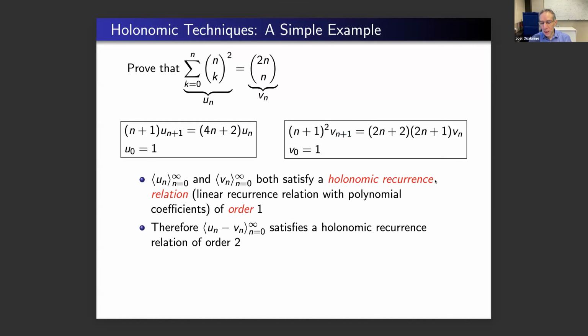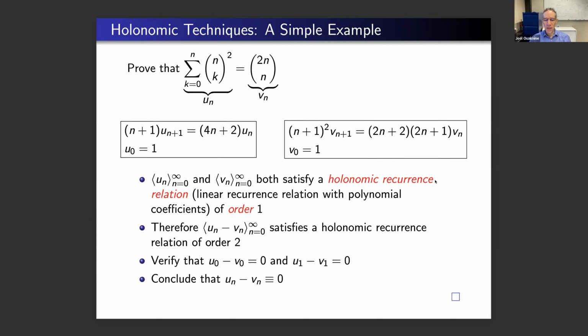Therefore, now just by linear algebra, un minus vn will satisfy a holonomic recurrence relation of order 2. And therefore, you need only verify that u0 minus v0 and u1 minus v1 is 0. You don't even need to know, by the way, what the recurrence relation of order 2 is. You only have to check that the first two terms are 0, because then, automatically, because you know it's order 2, every term will henceforth be 0.